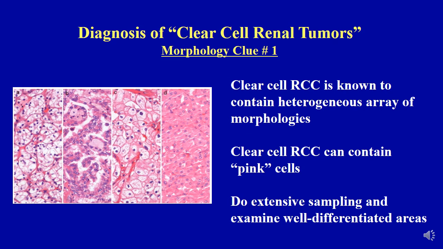So how do we approach these tumors? I'm going to give you some clues. Number one rule to keep in mind is that clear cell renal cell carcinoma can contain a heterogeneous array of morphologies. Practically, it can recapitulate the different spectrum of renal cell carcinomas that are known to exist, to some extent focally within the tumor. So we are going to focus on the low-grade areas of the tumors. And also, as I mentioned, clear cell RCC can contain pink cells.